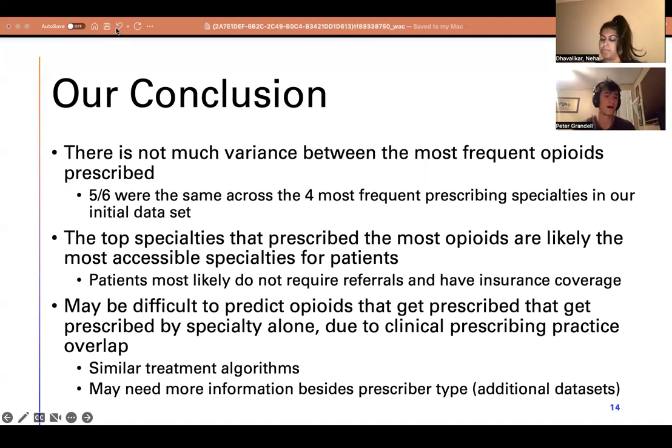Finally, overall, we came to the conclusion that it may be difficult to predict opioids that get prescribed by specialty alone, mainly due to probably some of the clinical prescribing practice overlaps between each specialty. Because in treating pain management and palliative care, there are many similar treatment algorithms that can be used in deciding which opioid to use. So for further clarification and better predictive analysis, it may be feasible to seek out more information besides prescriber type and opioid type, which may involve additional data sets, additional variables, or simply changing the parameters of your analysis.